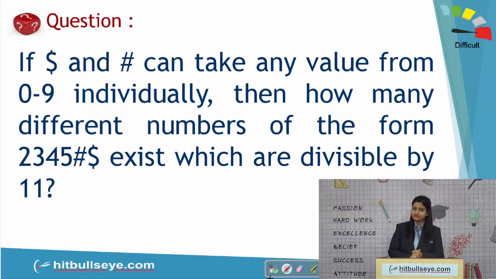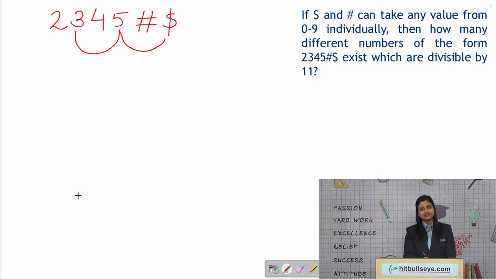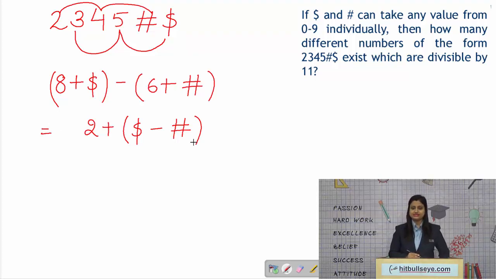This is a question based on divisibility rule of 11, which you must be aware of. It says if $ and # can take any value from 0 to 9 individually, it means they are digits, then how many different numbers of the form 2345#$, which is a 6-digit number, exist which are divisible by 11. So the given number is, let us apply the divisibility rule of 11. We'll take the sum of alternate places, then we will take the sum of remaining places, then we will take the difference of these two sums, which comes out to be, now by divisibility rule of 11, this final result should be a multiple of 11.